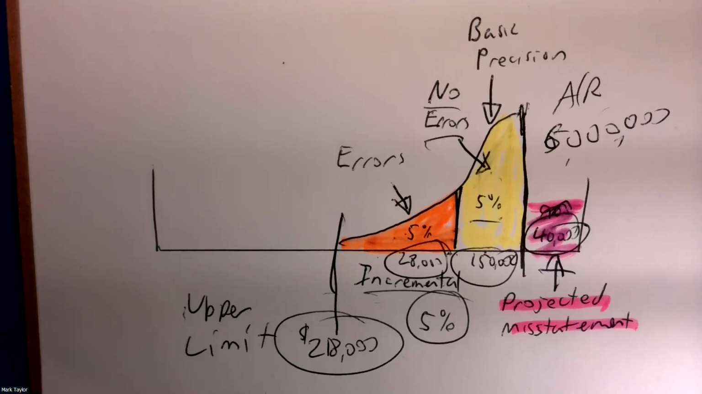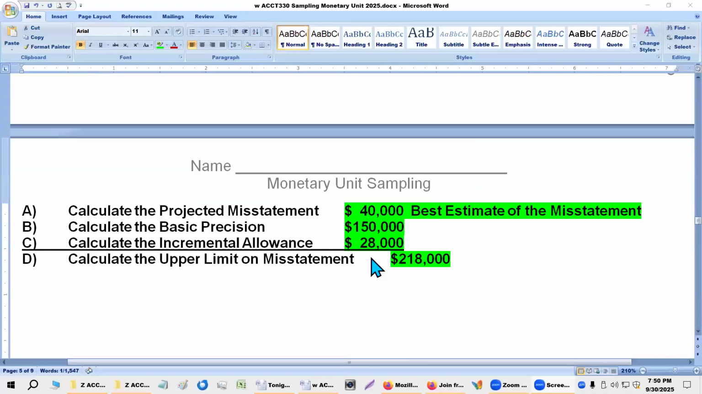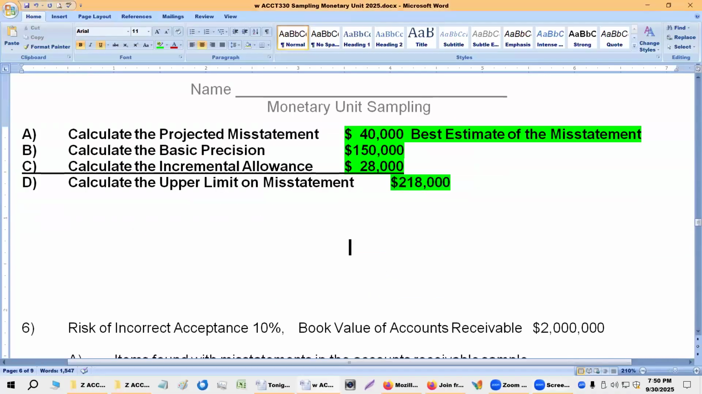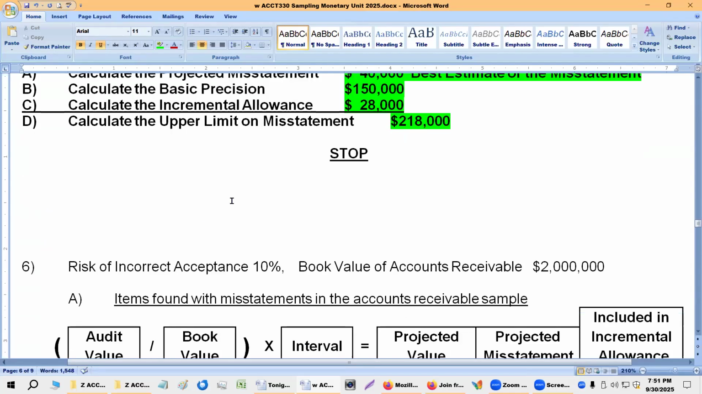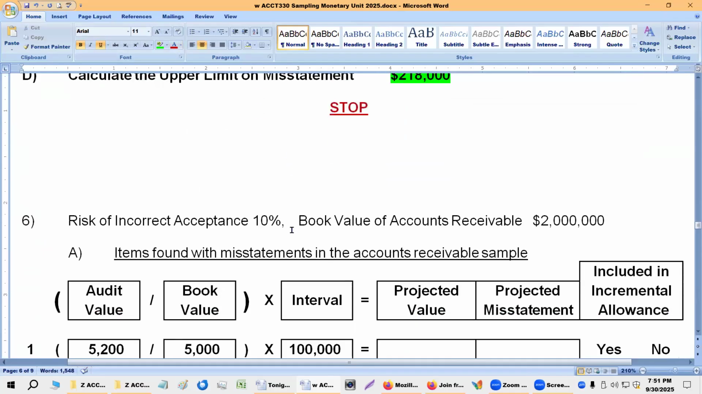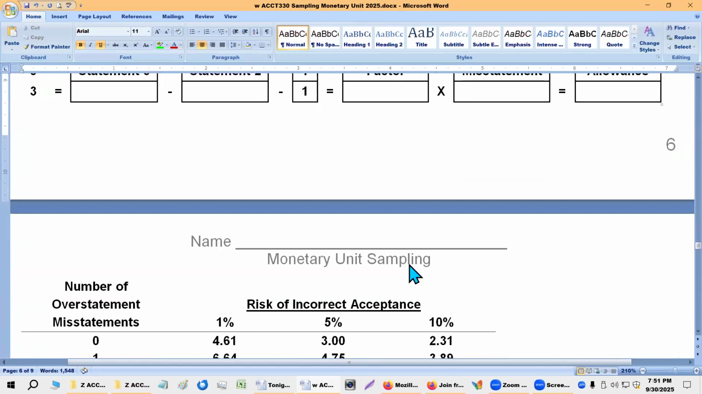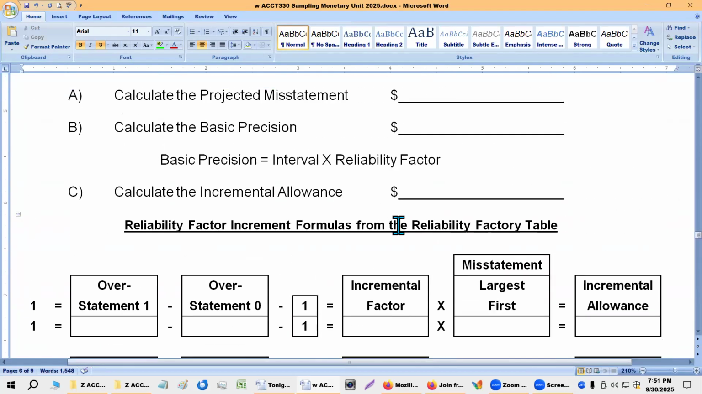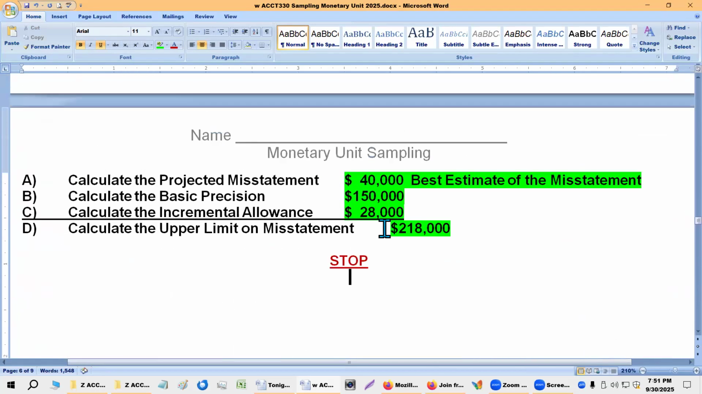Any questions on that? Let's stop here. We'll pick this up next time. We'll do this one next time, and we'll also talk about some things later on down here. But let's stop right here.